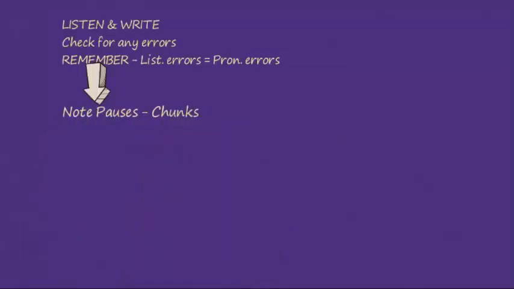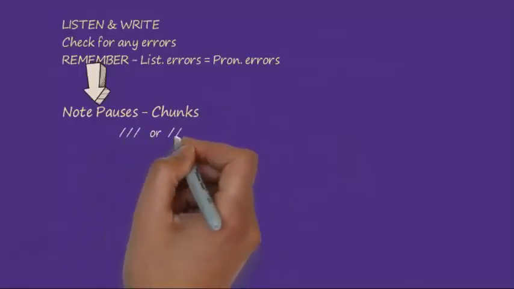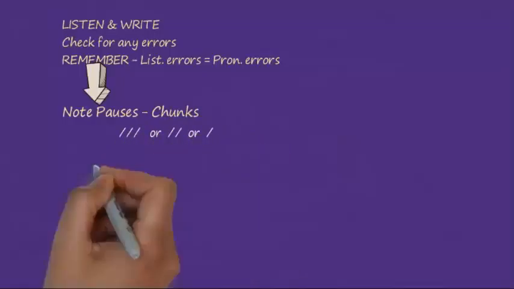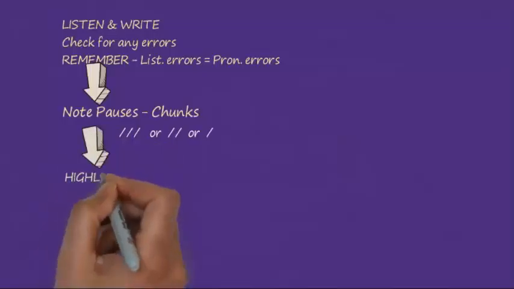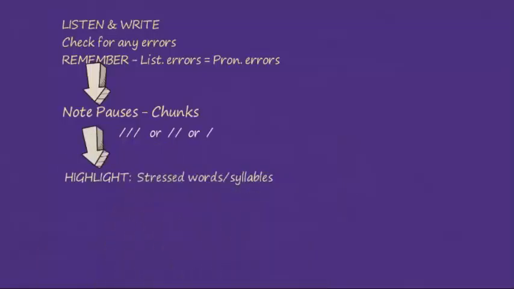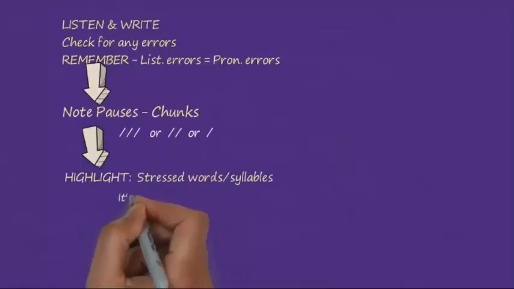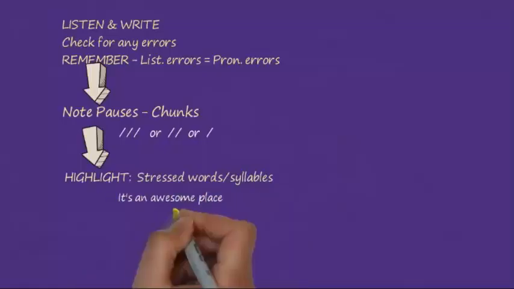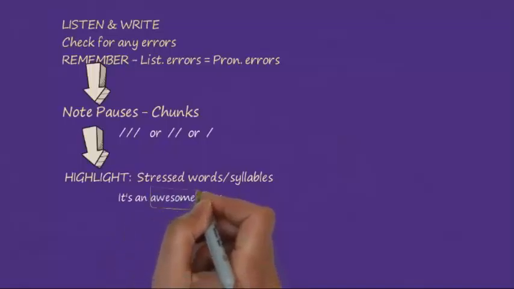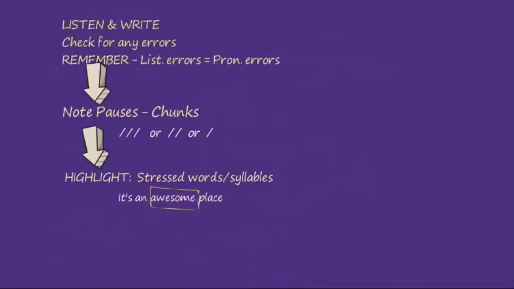Then when we've got our errors corrected, we want to notice things in how the speaker is describing things. So we're going to notice the pauses, and note the pauses with 2 or 3 lines to indicate the length of the pause. And then the next good thing to do is to notice the stressed words. Native speakers stress words. So see the person here stressing the awesome. If you hear a word spoken very long, you should highlight that.